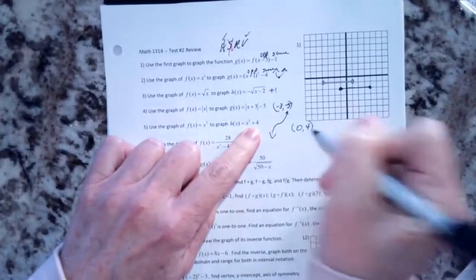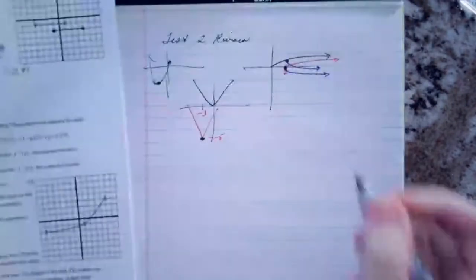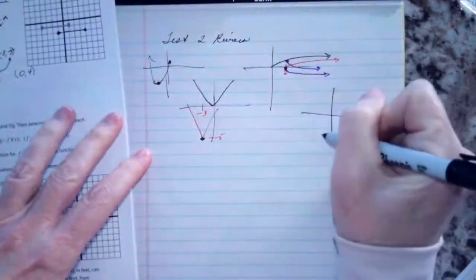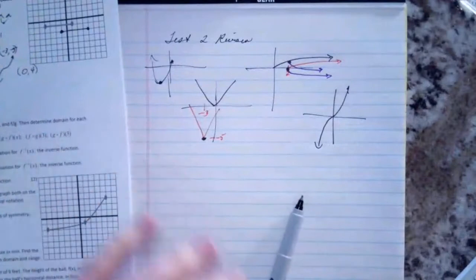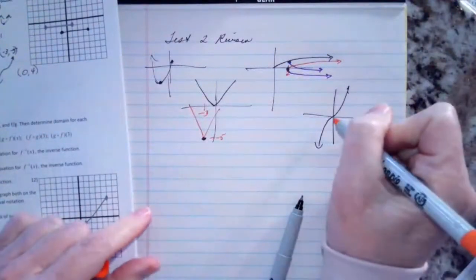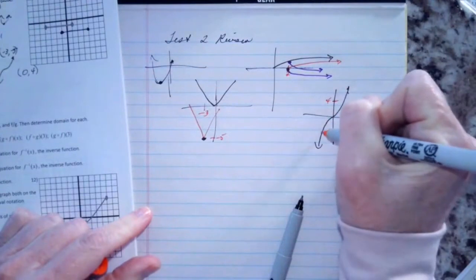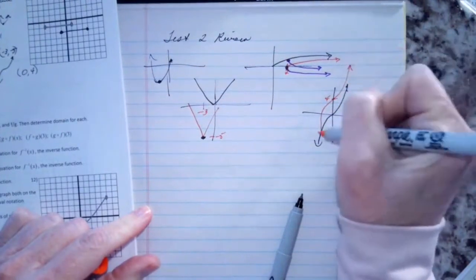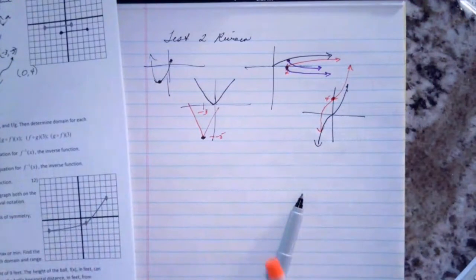But there is a shift on the y-axis. 0, 4 is our new vertex. So there's the snake charmer. If we are going to move it to 0, 4, we're going to move its vertex point to 0, 4. Up here, it's going to do something like that. Its belly button is going to shift up 4.